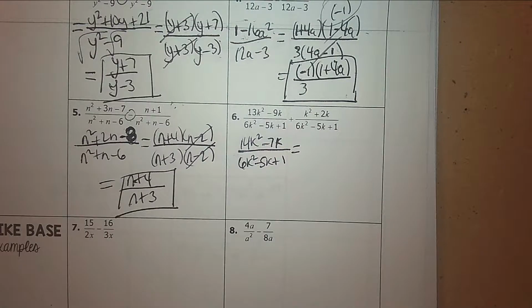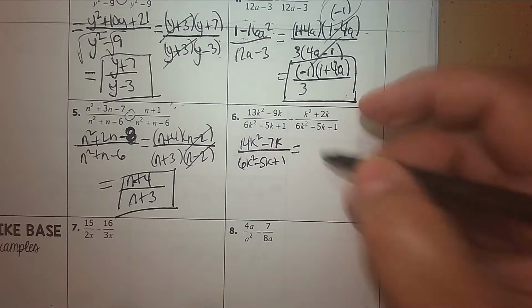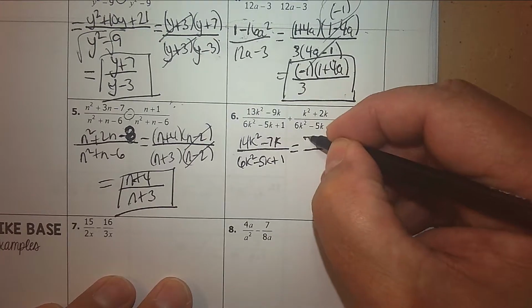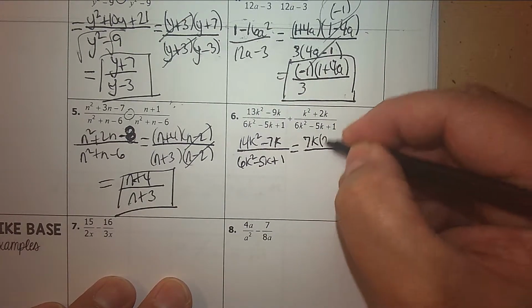So when you did the first step, does it match mine? When you do the next step, are you looking for the greatest common factor? Dividing.